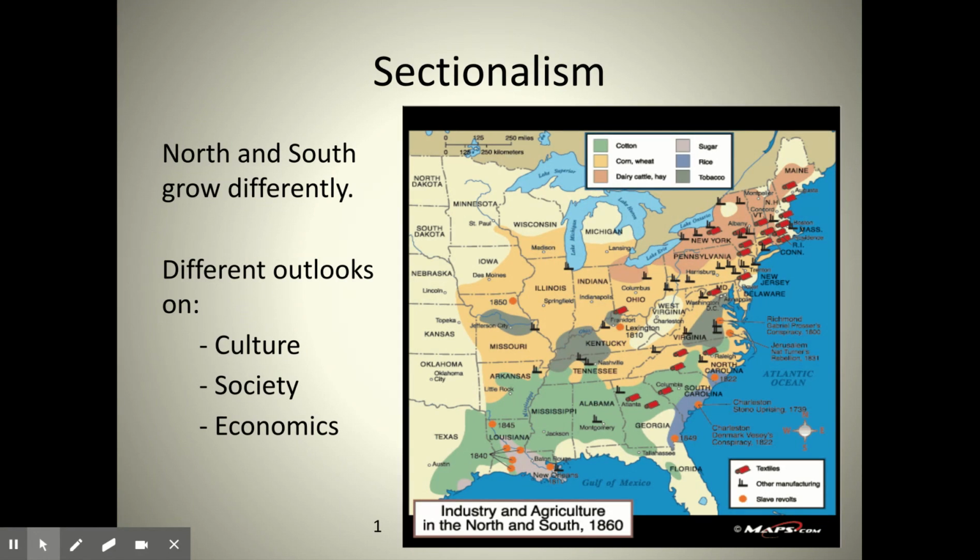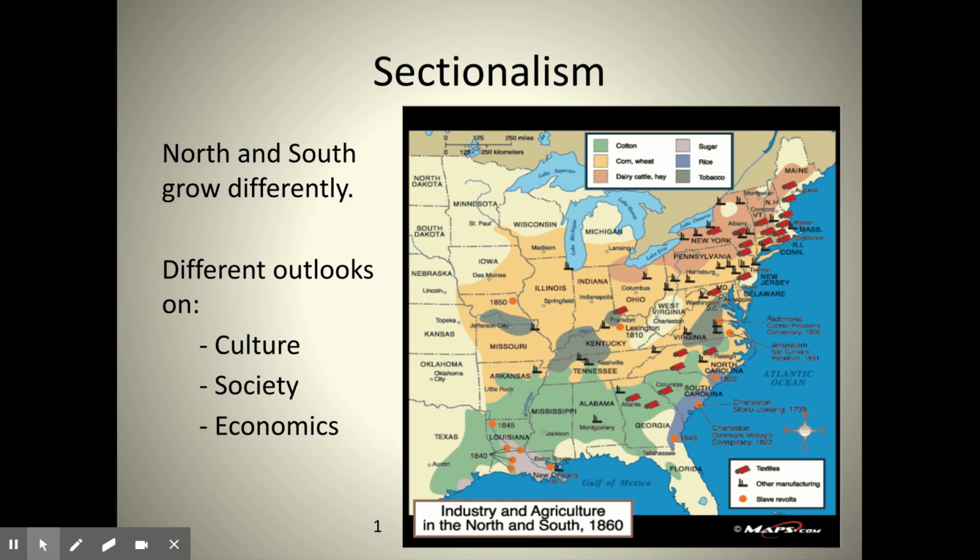In the orange, you have corn and wheat. The red is dairy cattle, hay. That lighter gray color is sugar. The bluish is rice, and the darker gray is tobacco.